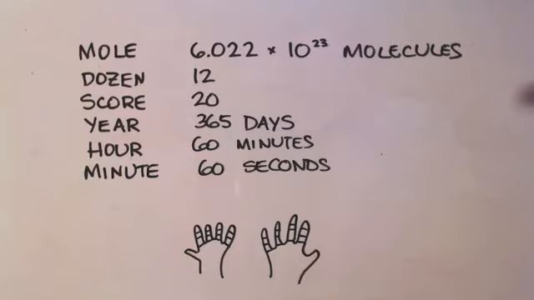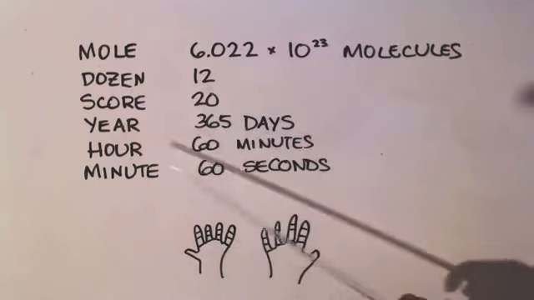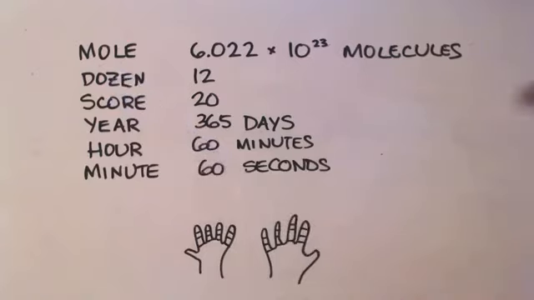Well, before we get into that, let's talk about what a dozen is. What is a score? A year, a minute, an hour. What are these things? They're numbers. That's all, they're just a number. What's a dozen? 12. What's a mole? It's just the number of molecules. What number is that? 6.021 times 10 to the 23rd.